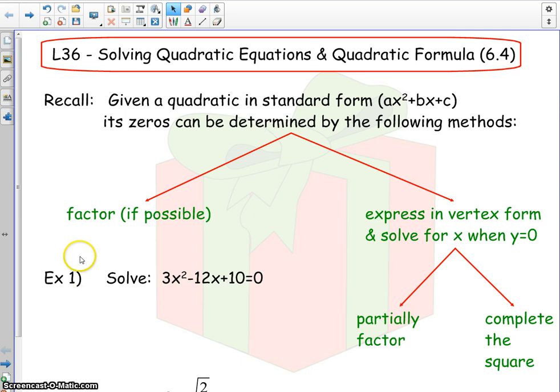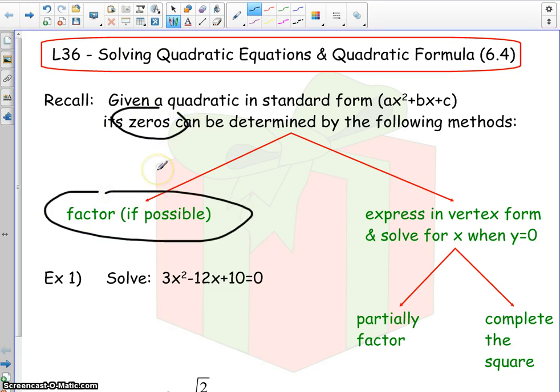So just to recall, going into today, if we had a quadratic in standard form and we wanted to find the zeros, our first choice was to always try and factor it. If it factored, then we put it into factored form, and from there it was relatively straightforward to find the zeros. We just set each factor equal to 0 and solve for x. And it didn't take us too long.